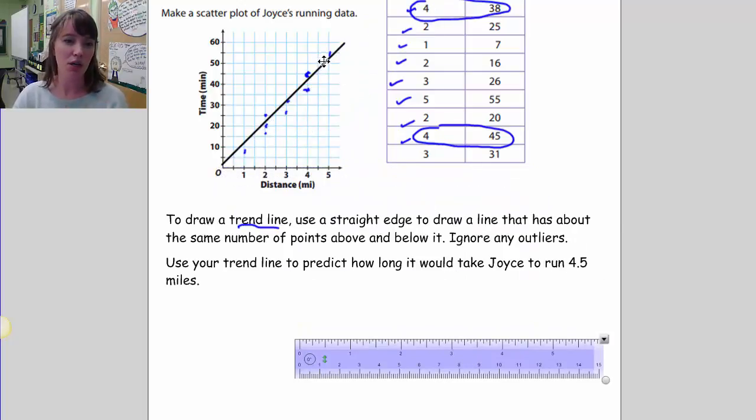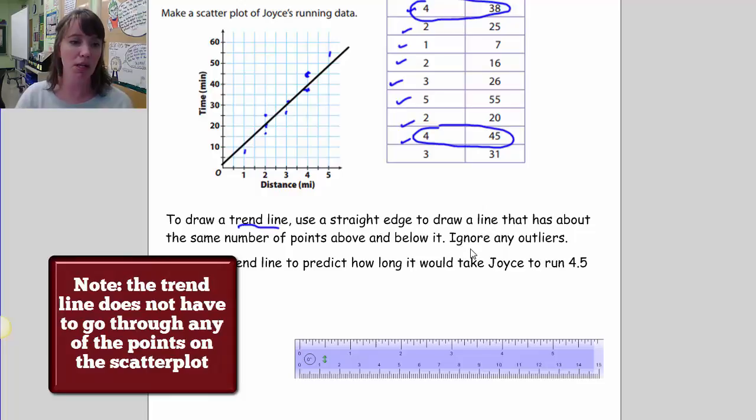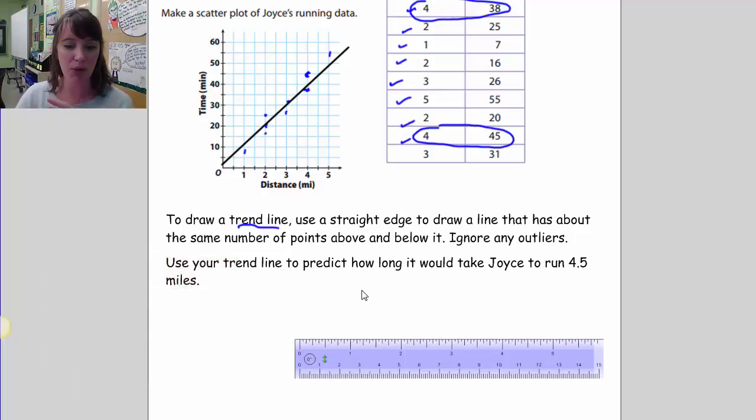It looks like there's, well, let me make it a little bit better. I want equal points above and below it, so this is about equal. The other thing that you want to remember is to ignore any outliers. So it's okay if this point's a little bit far above the line. If it were an outlier to begin with, if it wasn't part of the clustering around the line, then we want to ignore that.